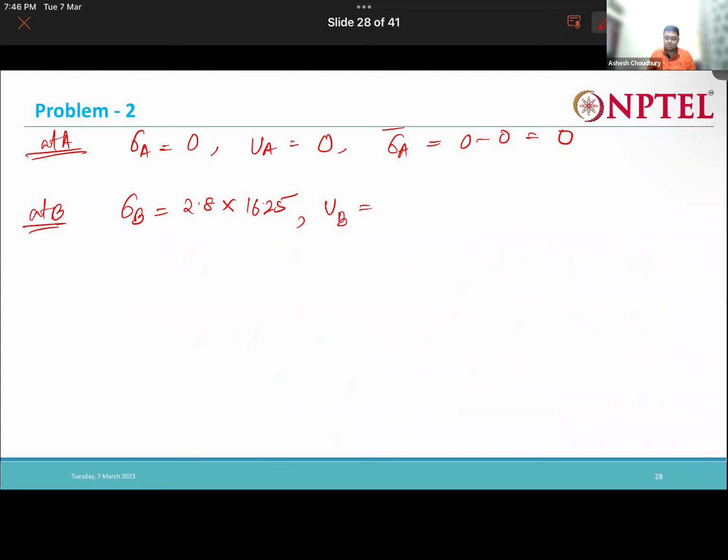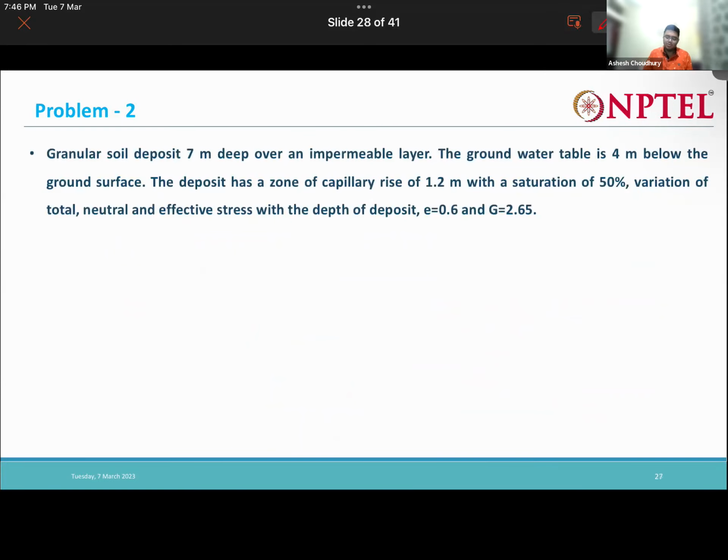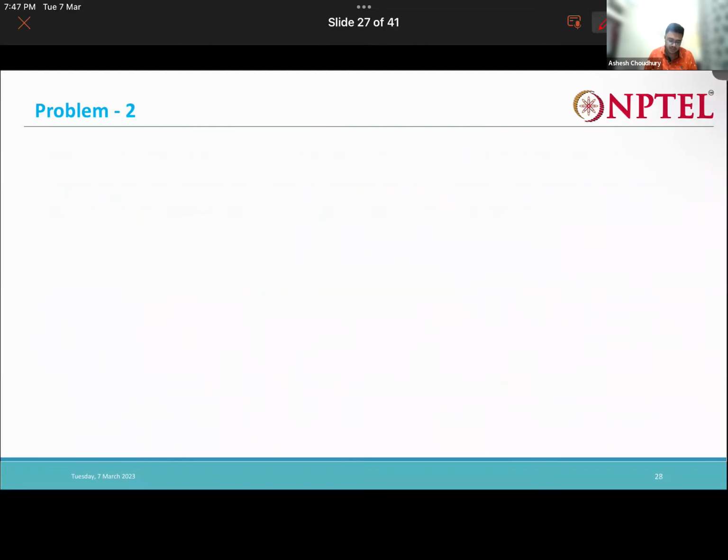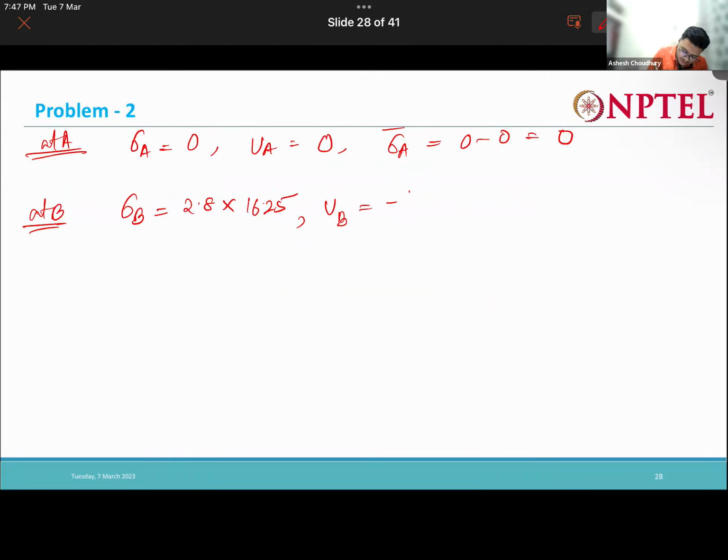Pore water pressure won't be 0 here. Why won't it be 0? Because due to capillarity, there will be a capillary pressure here. The capillary pressure is negative, the opposite side. This is suction pressure, and suction actually contributes positively towards an increase in effective stress. So that's why it's negative: minus 1.2 into gamma w.